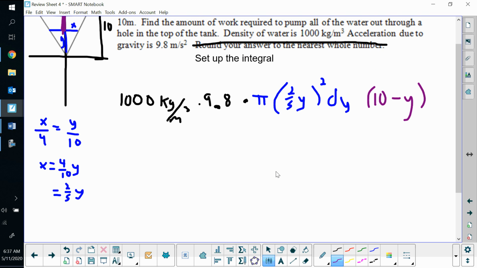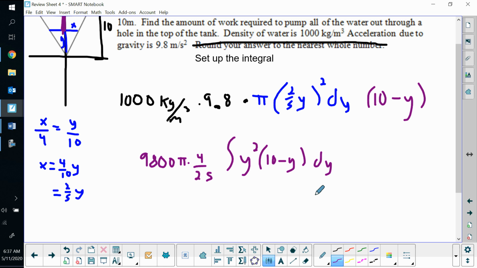So we've just got to put this all in our integral. Any constants can go out front. So 1,000 times 9.8, that'll move the decimal over 3 places. That's 9,800. We got a pi. 2/5 squared will give us 4/25. So we can put that out front. We'll have our integral, and we're going to have y squared times 10 minus y dy.